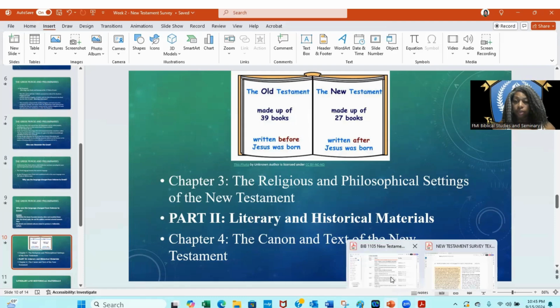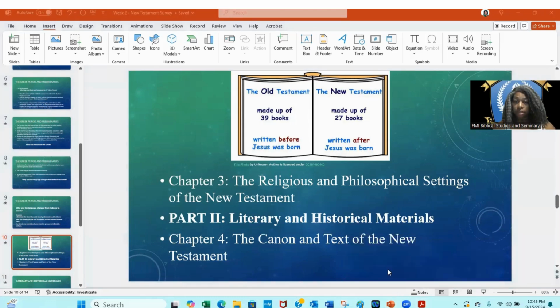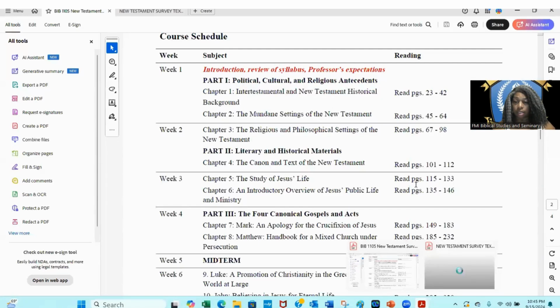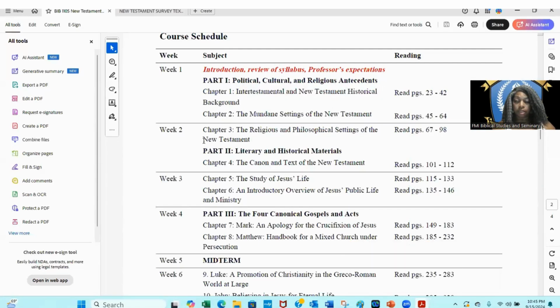And this is where we go back to the syllabus. As a teacher, we go back to our syllabus and see that chapter 3 puts us in week number 2. And here we are on pages 67 through 90. And that's the last part of the political, culture, and religious.